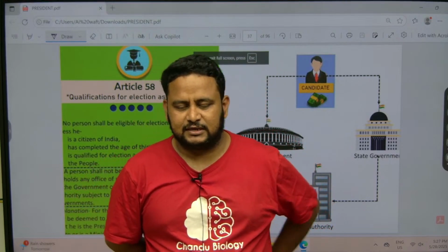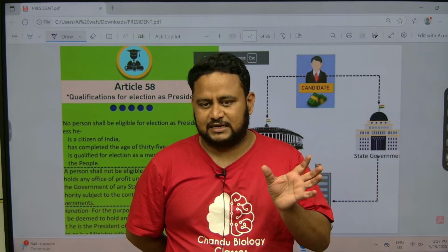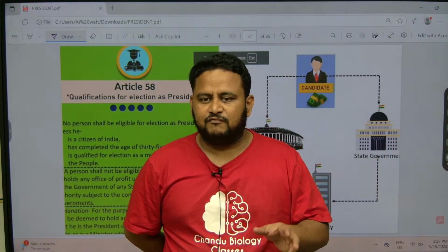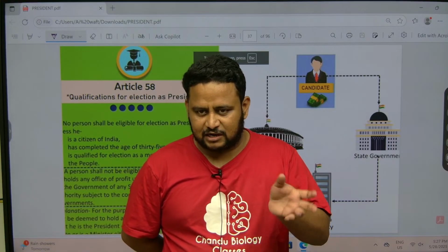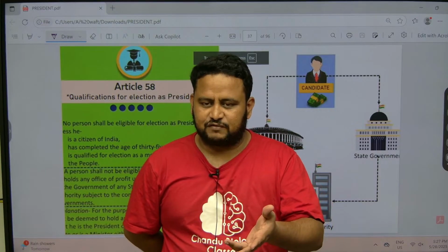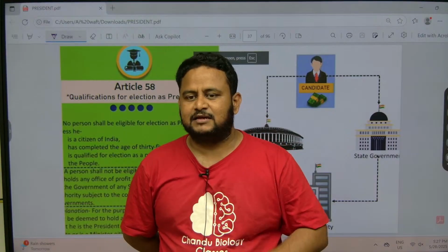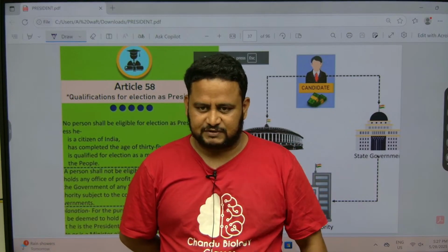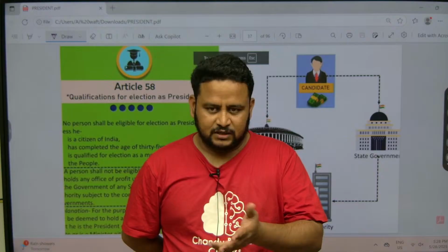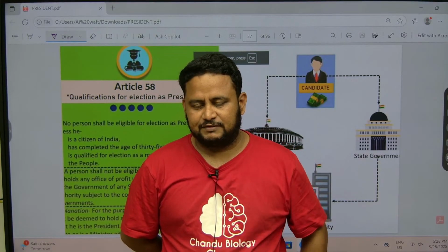Then we should reach the quota calculation. For the president to be elected, there is a quota that should be calculated. Before that we also learned the value of vote of an MLA and the value of vote of an MP. The value of vote of an MLA is the population of the state divided by the number of elected MLAs in that state, divided by 1000. Then we got it as 20. If you have a remainder of 500 or above, we add 1 to that. That we got as 20 plus 1.